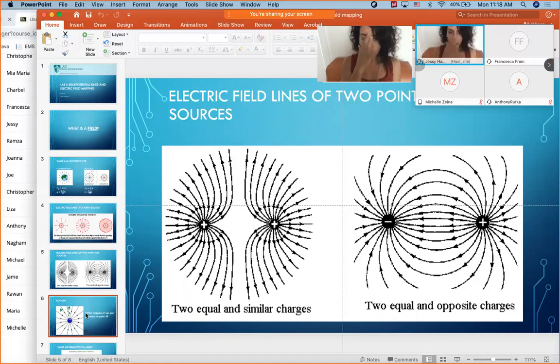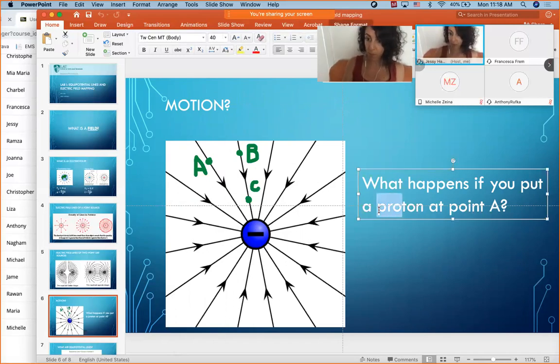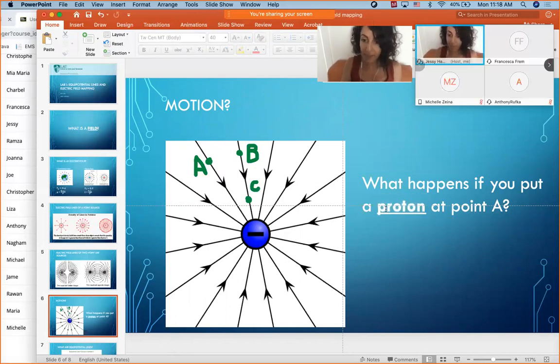Now, this is a very important discussion for us. You have a negative source. It can be an ion like SO4 2 minus, and you can see an electric field created around it that is radial and inward. I'm gonna place a proton. Do you see this? A proton. Let me underline and put in bold. I'm gonna place a proton at position A. I need somebody to tell me what happens to the proton.